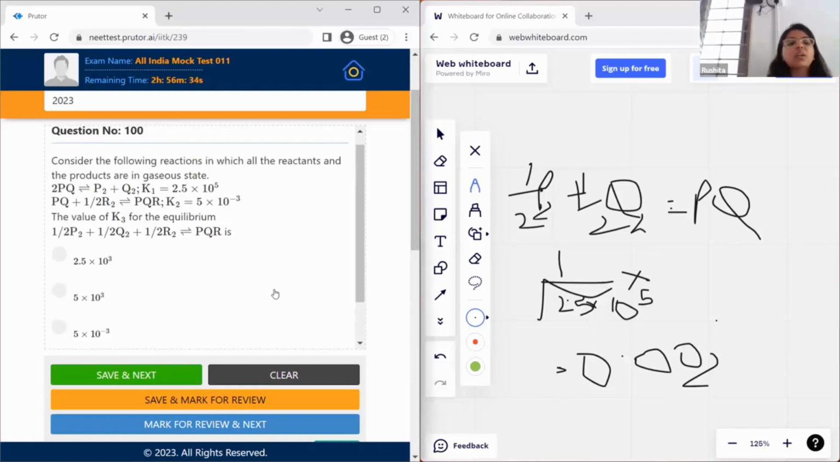You need to know how to convert the equations to get the final equation. That's the only rule. And when you reverse the equation, or when you divide it into half, what is the rule of changing the equilibrium constant, that you need to be clear with.